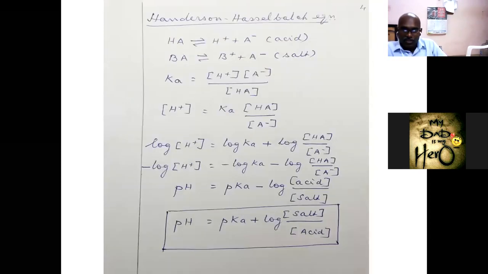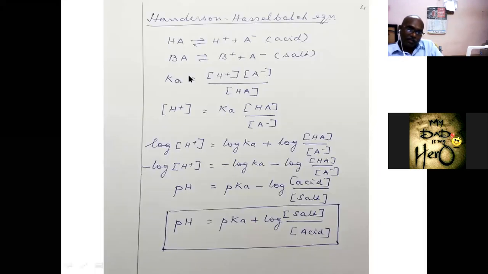Now look at this equation. With this derivation, we will conclude the class for today. This is called the Henderson-Hasselbalch equation. See, when you take a weak acid, HA, getting dissociated into H plus and A minus, and BA is its salt. Say for example, this is acetic acid, this is sodium acetate.